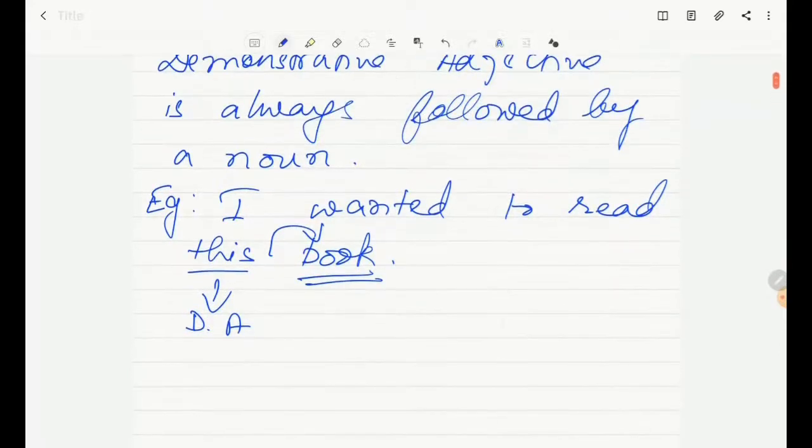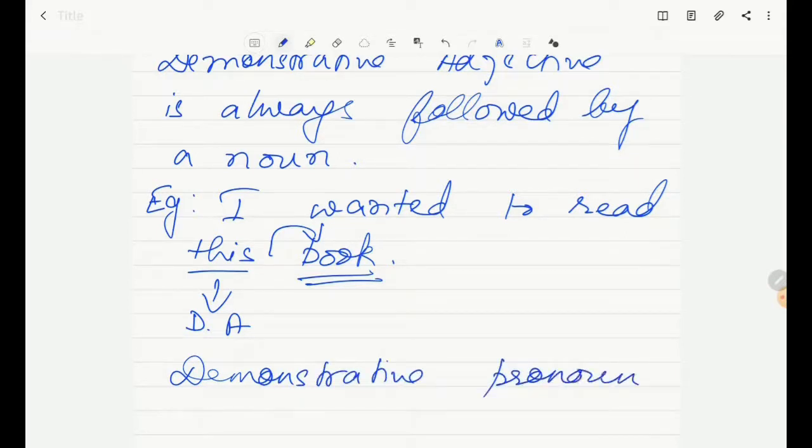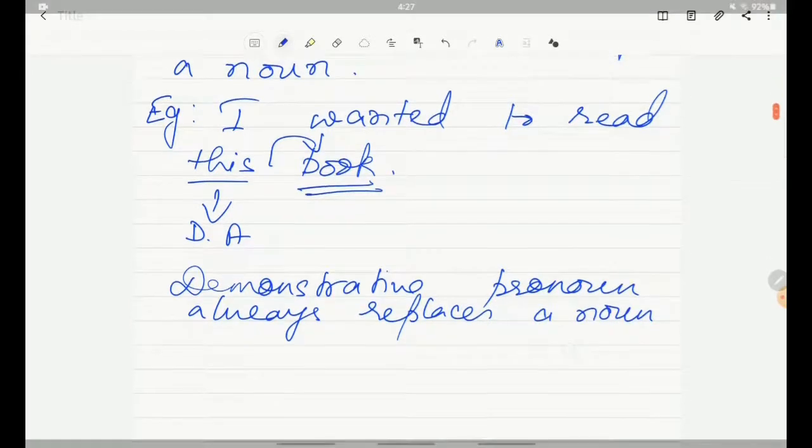But what is a demonstrative pronoun? A demonstrative pronoun always replaces a noun phrase.